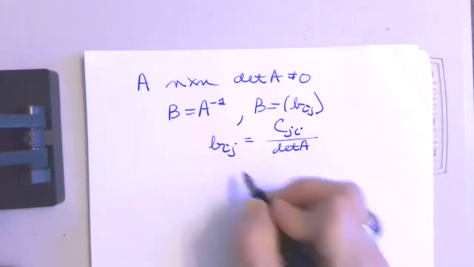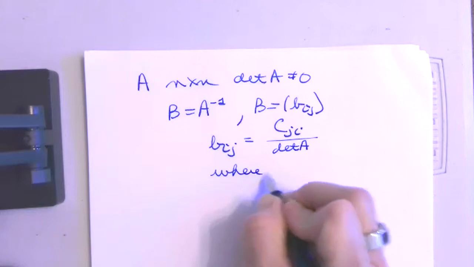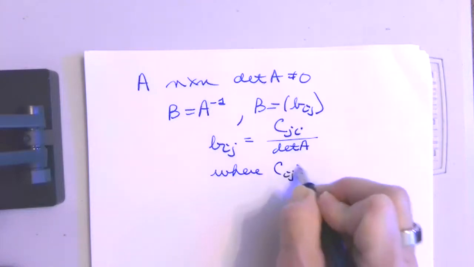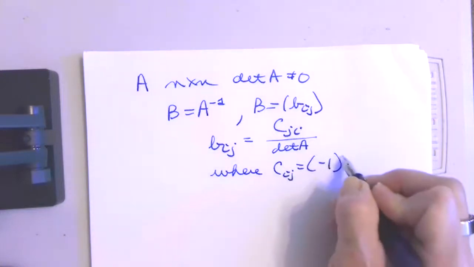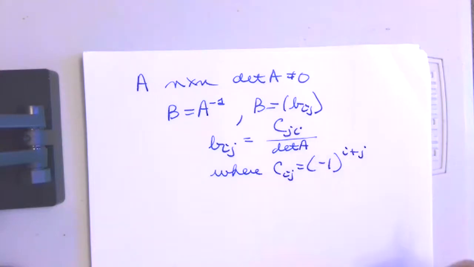and Cij is actually (-1) to the i plus j times the minor. Okay. So it's really a pain to find the inverses this way. So is there a better way?